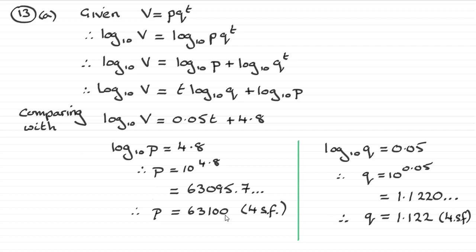63,100. And when it comes to working out the value of q, then you can see that the log of q in base 10 compares with the 0.05 here. So do a similar thing, that is anti-log both sides, and you get q equals 10 to the power 0.05. That gives us this result, which when rounded to 4 significant figures, q is equal to 1.122. Okay?